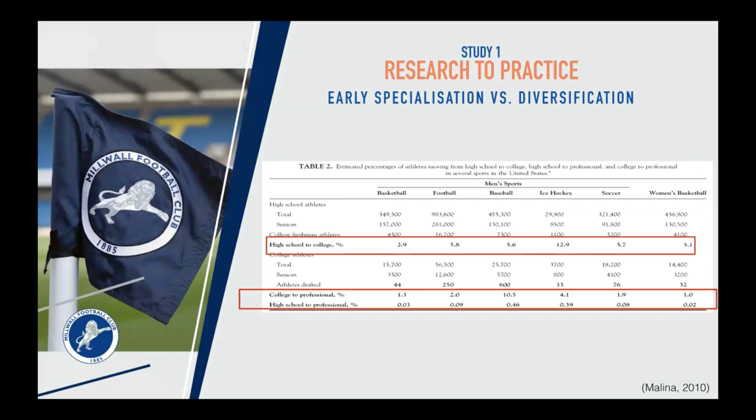So if I just look at soccer, for example, I'm used to calling it football, but we'll call it soccer for now. At high school, 321,400 athletes started playing soccer and soccer alone. When they got to college, only 5.7% of them continued to play soccer in college. And then you take it a little bit further, and the professional athlete was only 1.9% of the college athletes within soccer.